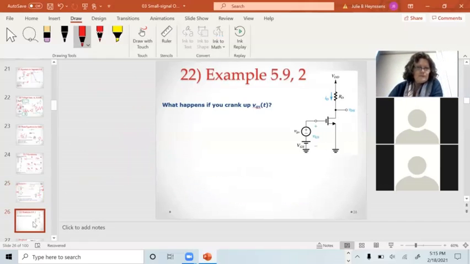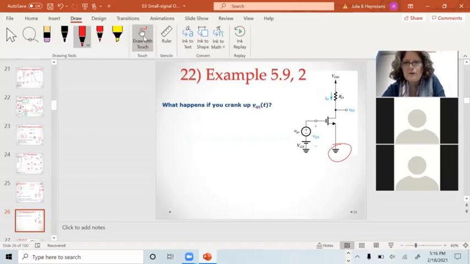Okay, I'm getting tired. What happens if you crank up little v, little g, little s? If you crank this voltage up, if the peak voltage goes up, this goes down, and eventually as low as VDS can go in this circuit is ground. And so the lowest voltage I can get on VDS is 0 volts.